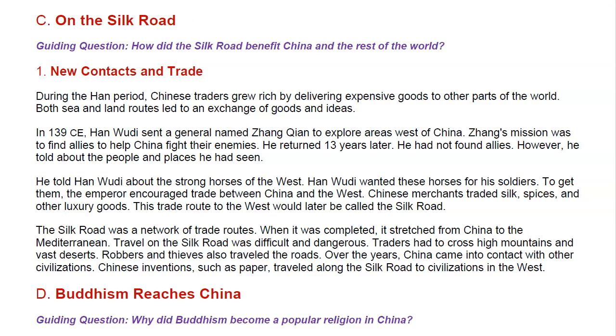Section C, on the Silk Road. Guiding question, how did the Silk Road benefit China and the rest of the world? New contacts and trade. During the Han period, Chinese traders grew rich by delivering expensive goods to other parts of the world. Both sea and land routes led to an exchange of goods and ideas.